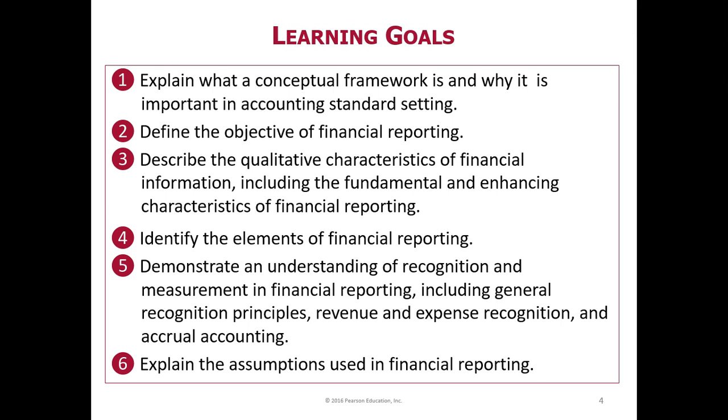So there are 6 goals we want to achieve in this chapter. The goals that we want to achieve here in this chapter are to understand the conceptual framework of accounting standard setting, how it is done. Is there any model that we use for standard setting? The second is to define the objective of financial reporting. This we have done partially in the introductory lecture, but we'll see it in this chapter. What are the objectives of financial reporting? The third is the qualitative characteristics of financial information.